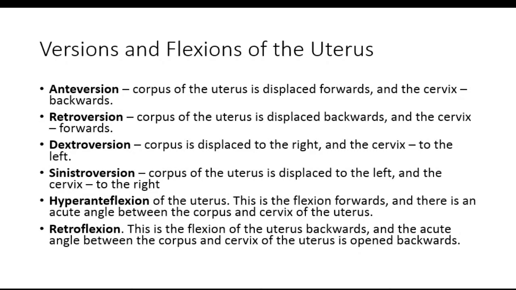Hyper-anteflexion of the uterus can be pathological, and this is an extreme flexion of the uterine body, and there is an acute angle between the corpus and the cervix of the uterus. Otherwise, retroflexion of the uterus is a bending of the corpus of the uterus backwards, with an acute angle between the corpus and the cervix, which is opened to the back.